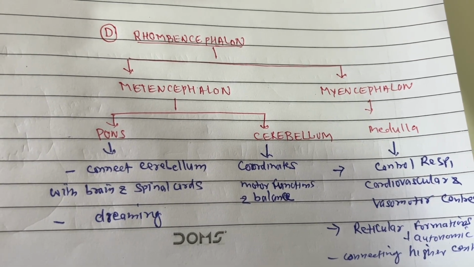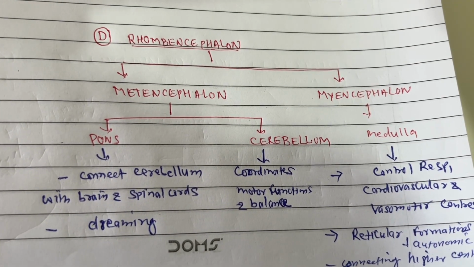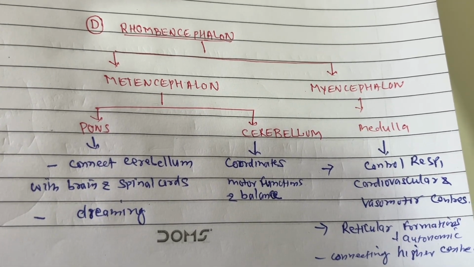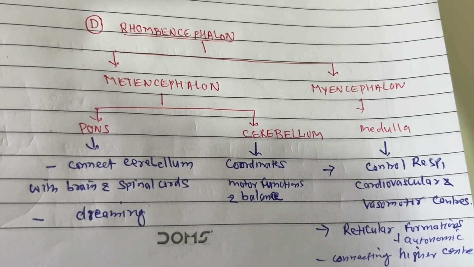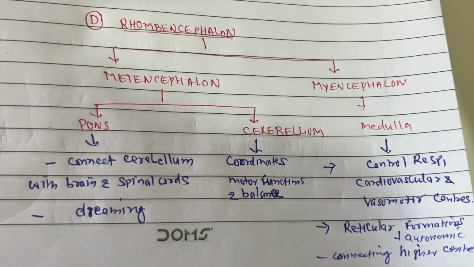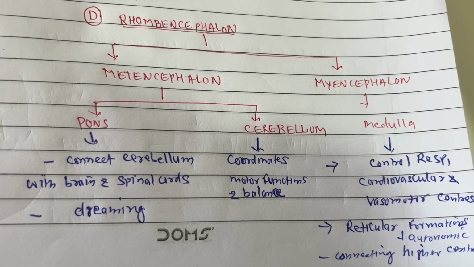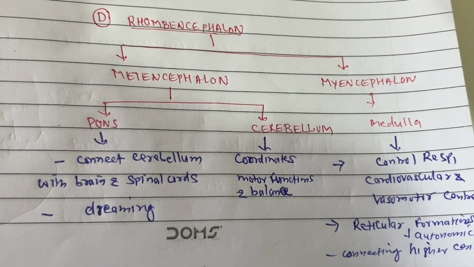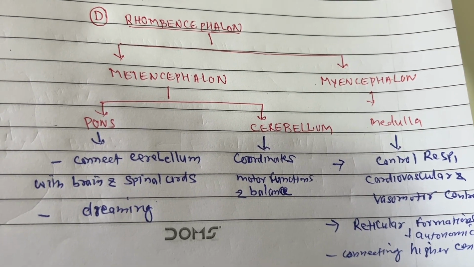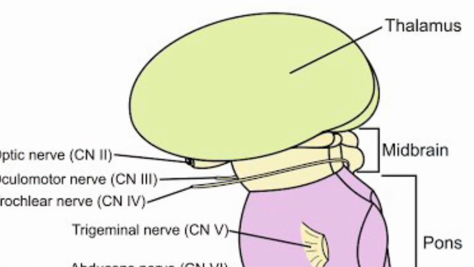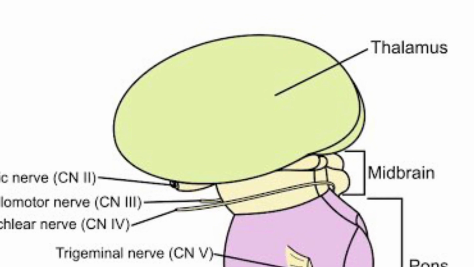Now the rhombencephalon is divided into two: the metencephalon and the myelencephalon. The metencephalon has two parts: the pons and the cerebellum. The myelencephalon is mainly the medulla. The medulla controls respiration, cardiovascular, and autonomic functions. The pons connects the cerebellum with other brain functions, and the cerebellum mainly functions for coordination.